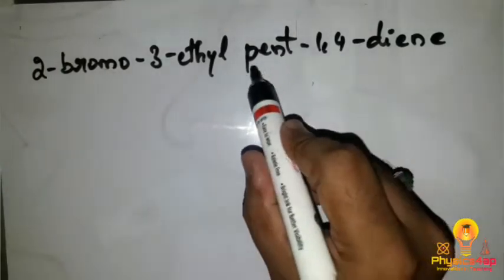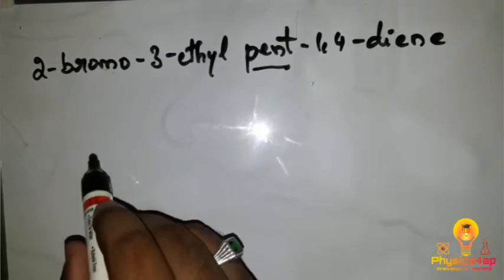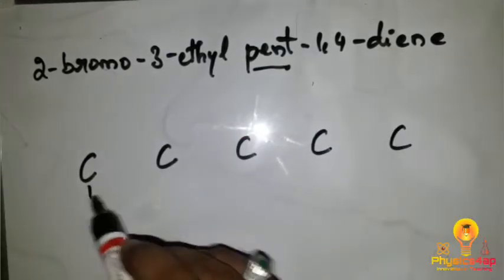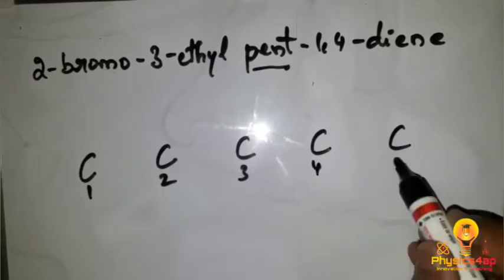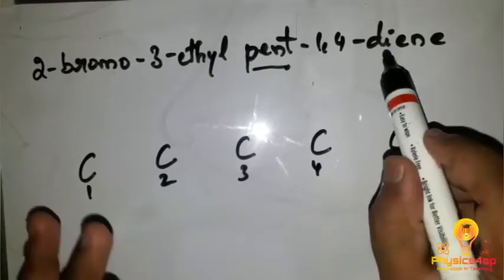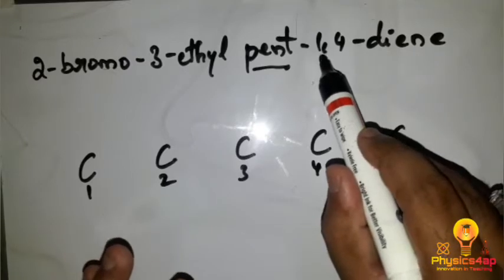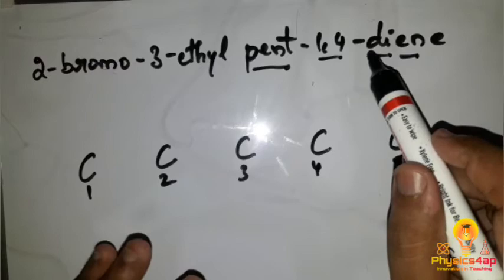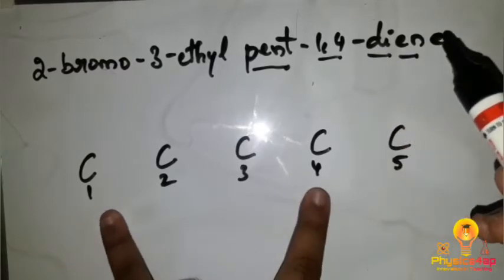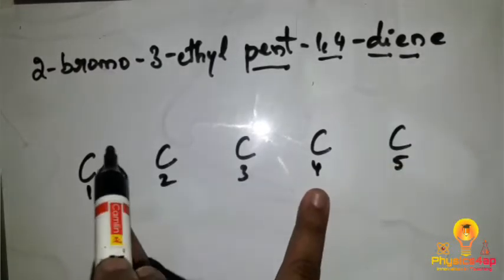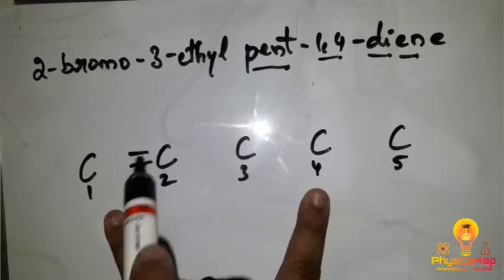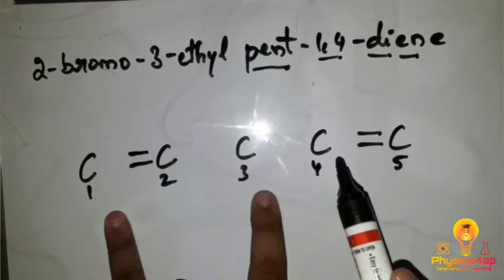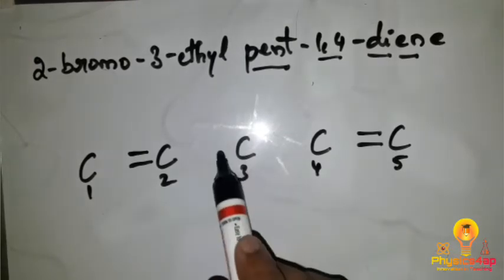The first thing is, see the root word pent, that means 5 carbons: 1, 2, 3, 4 and 5. So 5 carbons completed. Now see the type of bond present here. 1,4 diene. Ene represents a double bond, and that double bond is present in the first position and the fourth position. That means in the first position draw the double bond, and in the fourth position draw the double bond, and the remaining you draw as single bonds.